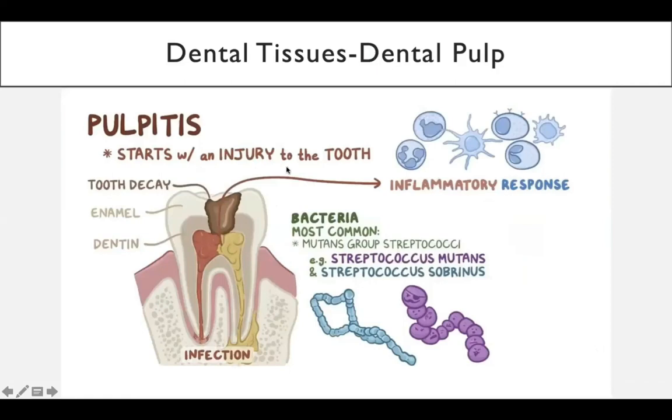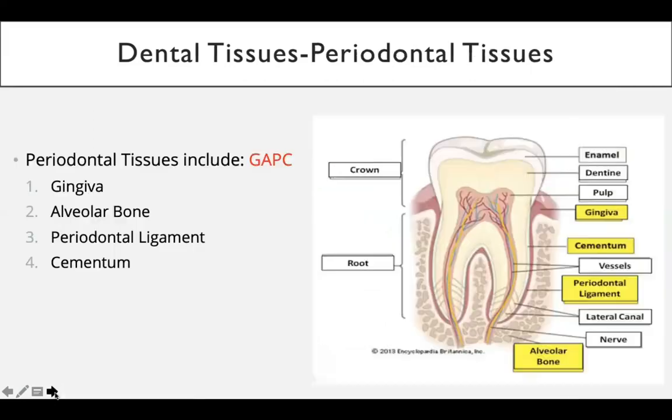Pulpitis starts with an injury to the tooth. Tooth decay, enamel erodes, dentin erodes, reaching the pulp. Pulp has blood vessels and nerves. Nerves cause pain, and blood vessels bring inflammatory cells, causing an inflammatory response. So which bacteria are most common in causing pulpitis? Mutans group streptococci, for example Streptococcus mutans, and then there is another, Streptococcus sobrinus. Remember, at least remember mutans. One of the favorite questions of examiners.